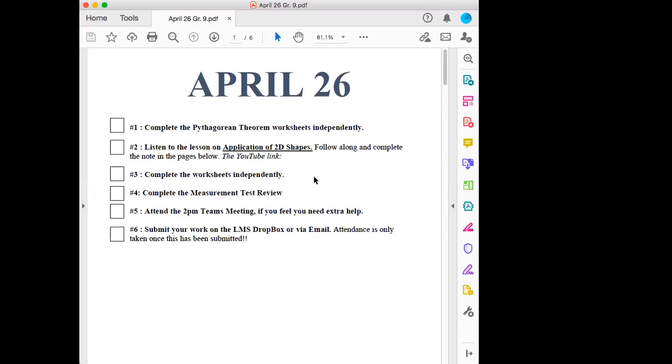test on Tuesday. Just a reminder that on Thursday I will be away, so I will post your work on the LMS, but it will be Mr. Found that will be on the Teams meet on Thursday to go over your work with you. I think that is about it.